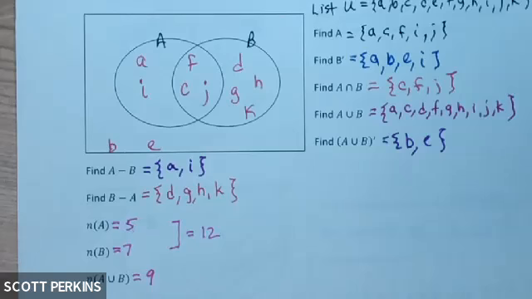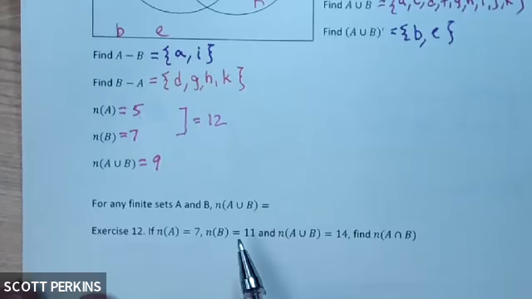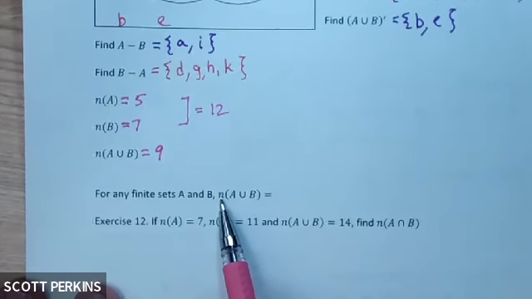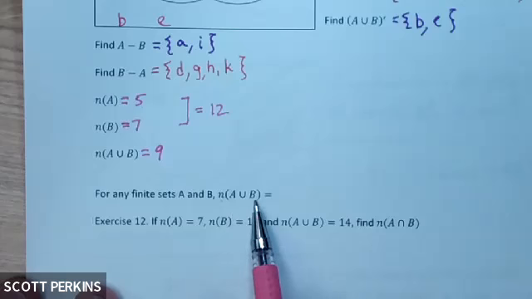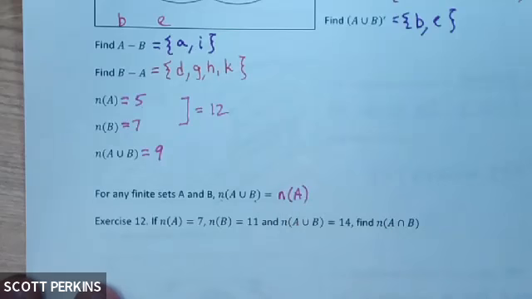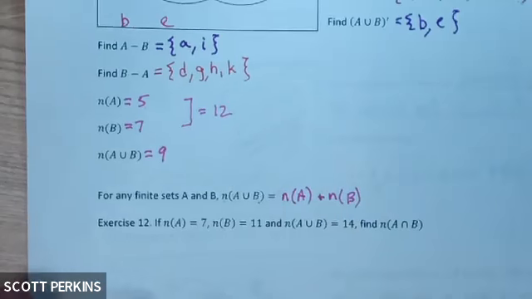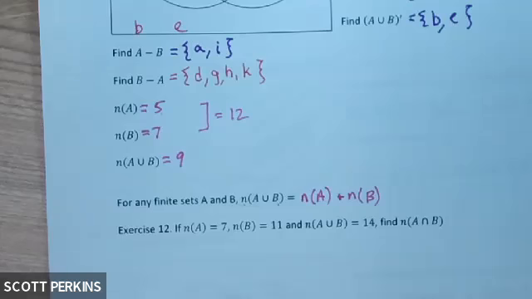So for that reason, there's this little formula reminder at the bottom of the page. It says the number of elements in A union B is equal to the number of elements in A plus the number of elements in B, just like we would expect. We're adding everything in the first circle plus everything in the second.